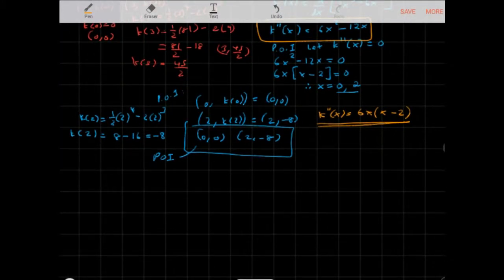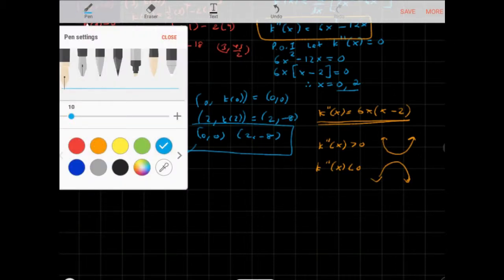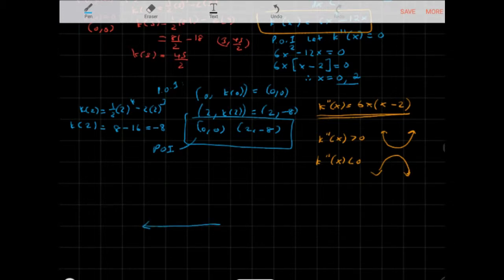The way we look at intervals of concavity, recall that if the second derivative function is greater than 0, the graph itself would be concave up. If the second derivative function is less than 0, then the graph itself would be concave down. So let's design a number line to map out our intervals. Our points of inflection we stated were 0 and 0, and 2 and negative 8.